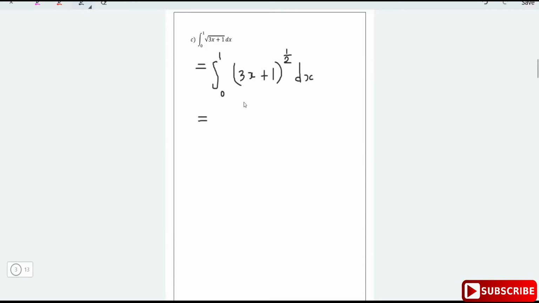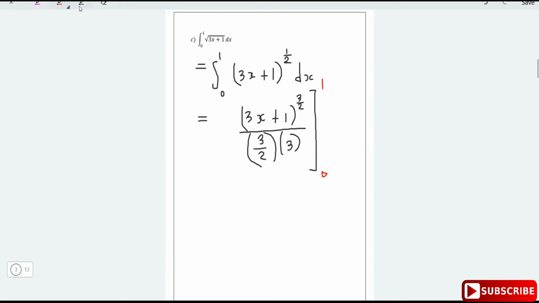Now you can integrate that, and to integrate it, you add 1 to the power. So you add 1 to the power to get 3x plus 1. And then you add 1 to the power is half. 1 plus a half is 3 over 2. But then you always divide it by that power. So you divide it by 3 over 2, the new power, and then you multiply it by the differential in this bracket. The differential of 3x is 3. So you multiply 3 over 2 times 3. And we're integrating from 0 to 1.